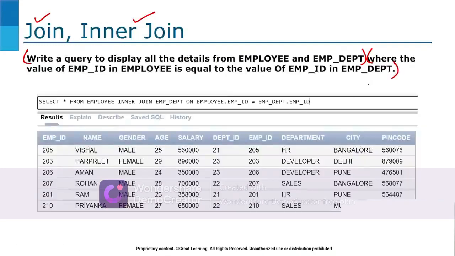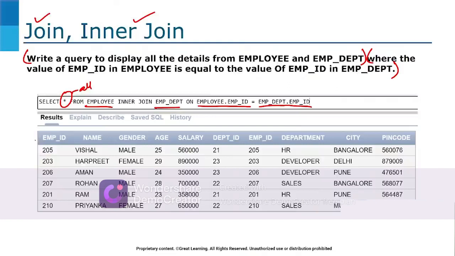So will I write the query like this? Select star. Why star? Because all details we want. From which all tables do I want? From employee and from employee department. On which condition basis do I want? I want the condition to be employee.employee ID equal to employee department.employee ID. Great, my query is done and I'm getting all the necessary columns.